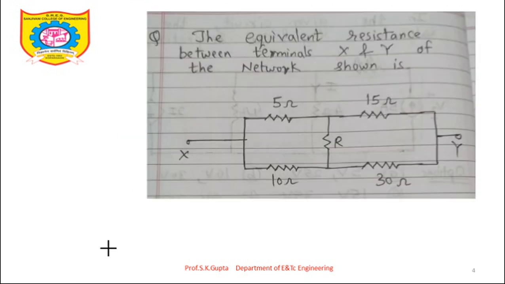Okay. Now next one. The equivalent resistance between terminal X and Y of the network shown in the figure is. So we have to determine the resistance between X and Y.